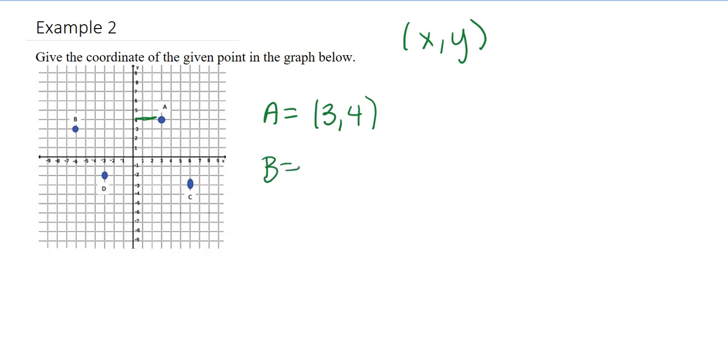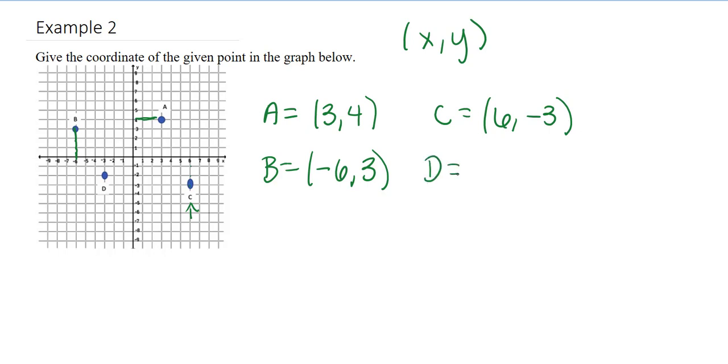Now, let's look at B. Well, B is to the left on the x-axis, so it means we're going negative, and it's at negative 6 right here. So we have negative 6, and then we go up 1, 2, 3. So our y is 3. Now let's look at C. C is over here. It's going positive on the x-axis, where it's 1, 2, 3, 4, 5, 6. But it goes down 1, 2, 3. So it's negative 3 for the y.